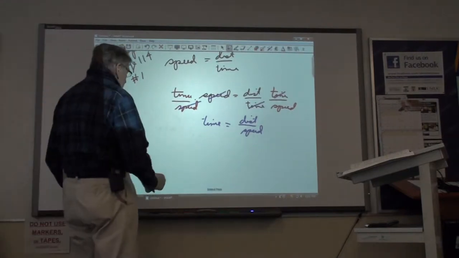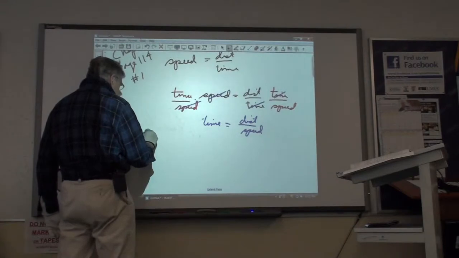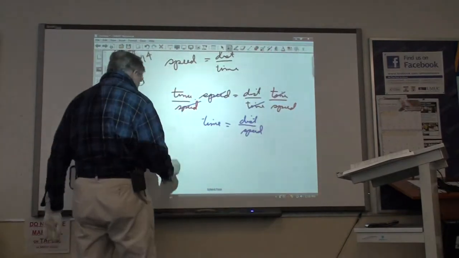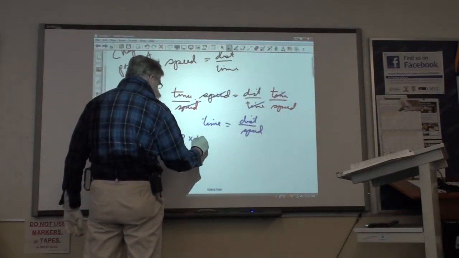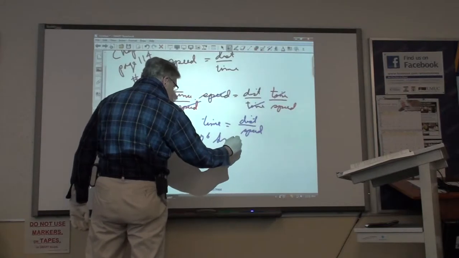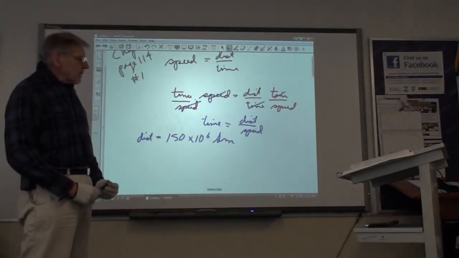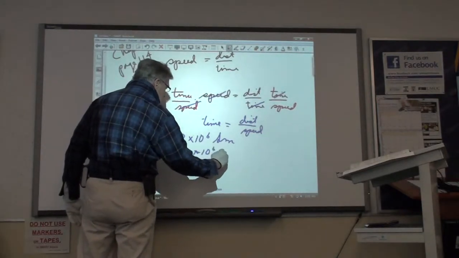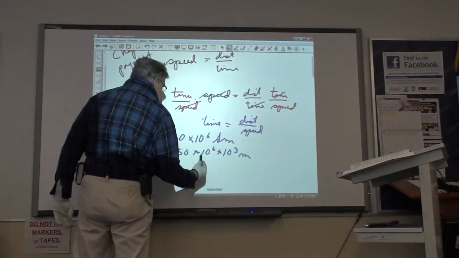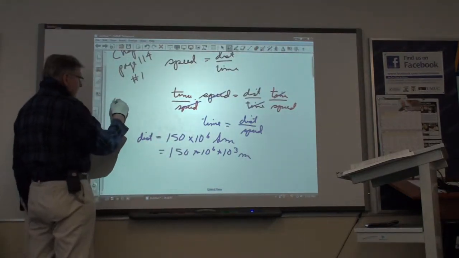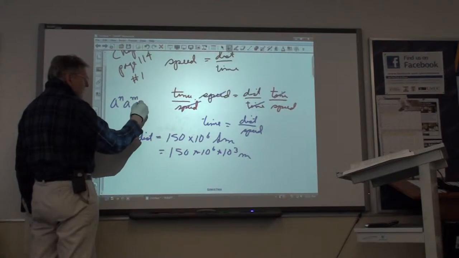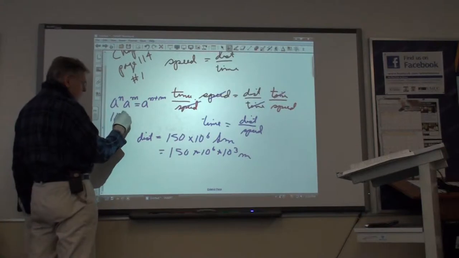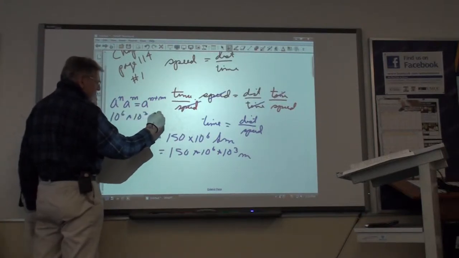Now, in this problem, we're given that the distance is equal to 150 million kilometers. That means 150 times 10 to the 6th kilometers. So let's convert that to meters, because we work all of our problems in meters. So it's equal to 150 times 10 to the 6th times 10 cubed meters. Now, we know from our properties of exponents that any base to the power m times the same base to the power n is the base to the power n plus m. That means 10 to the 6th times 10 cubed is equal to 10 to the 9th.